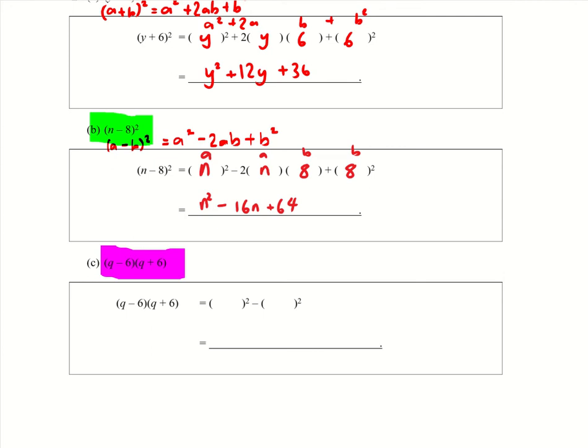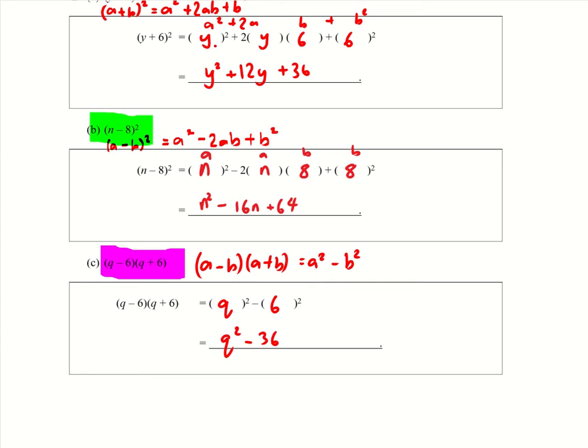So inside the brackets, because I have a minus b, a plus b equals a square minus b square, your a is q, your b is 6. So just put in q and 6 here. So q square is q square, and 6 square is 36. So q square minus 36. Yeah, so that's how you expand it.